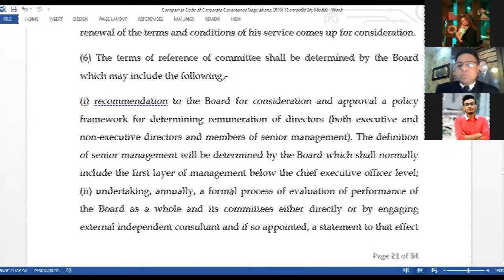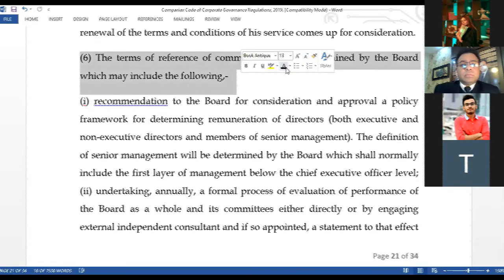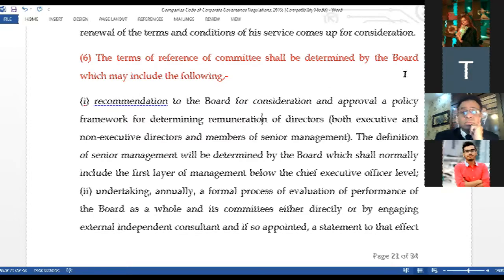So let me ask Ms. Tehreem Nadeem to do the reading for the participants. The terms of reference of the committee shall be determined by the board, which may include the following: recommendation to the board for consideration and approval a policy framework for determining remuneration of directors, both executive and non-executive directors, and members of senior management. The definition of senior management will be determined by the board, which shall normally include the first layer of management below the chief executive officer level.